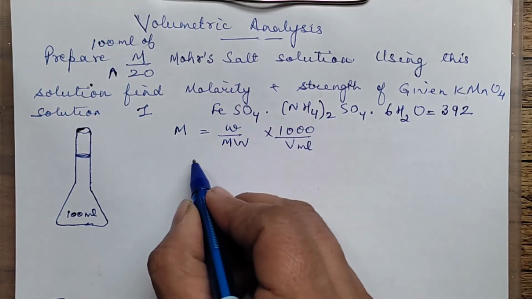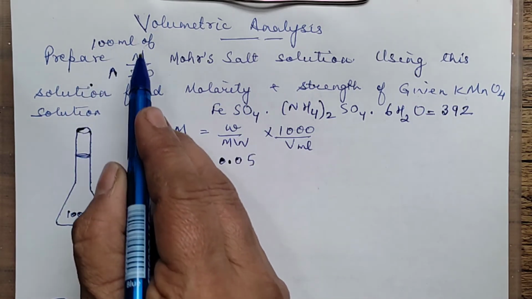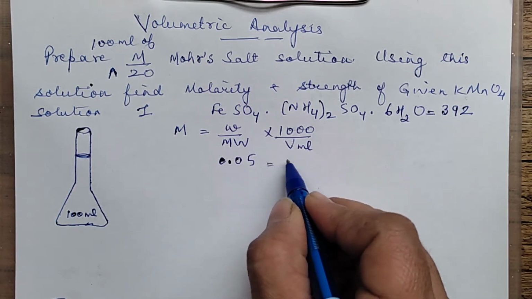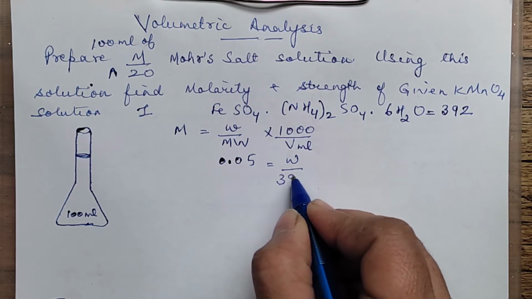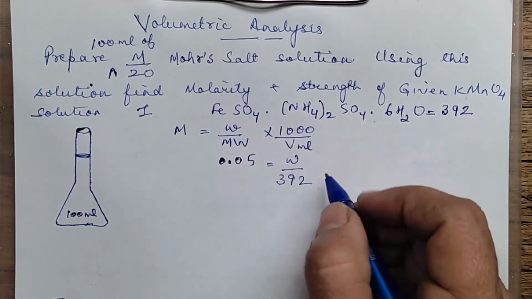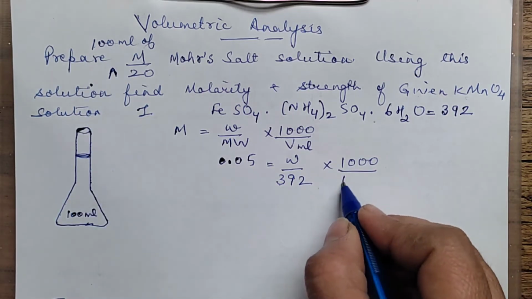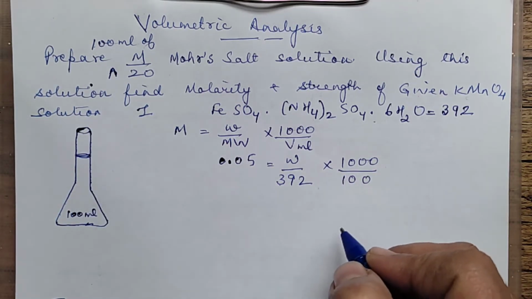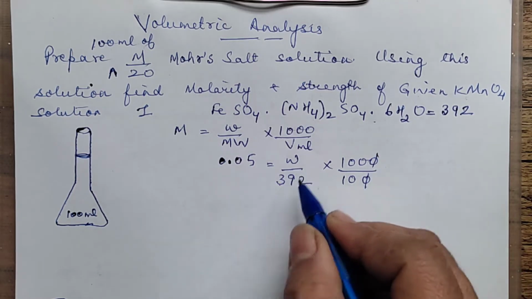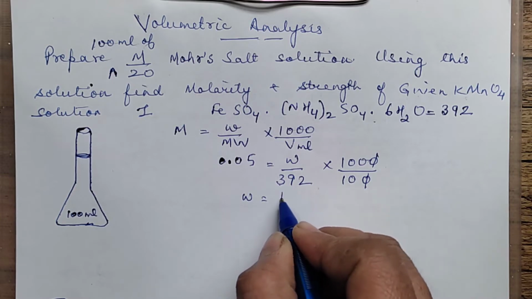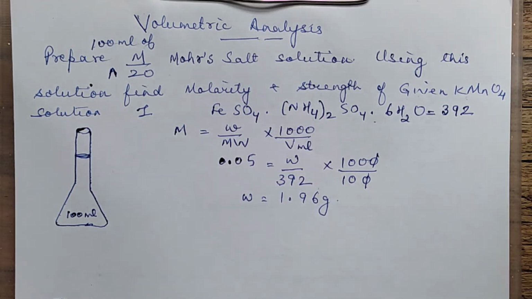So we know almost everything except the weight. So we will substitute. Molarity is 0.05, since 1/20 is 0.05. It is equal to the weight, which we have to calculate, divided by the molar mass 392 for Mohr salt, into 1000 divided by 100 ml, since we are preparing 100 ml. When we calculate this W, the zeros get cancelled. W comes out to be 1.96 gram.